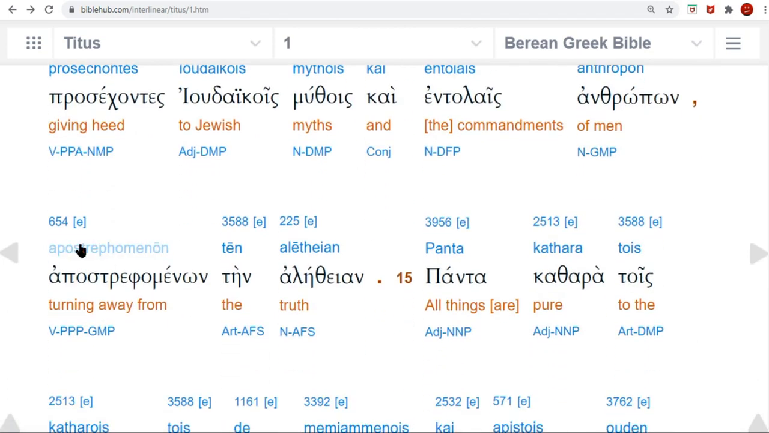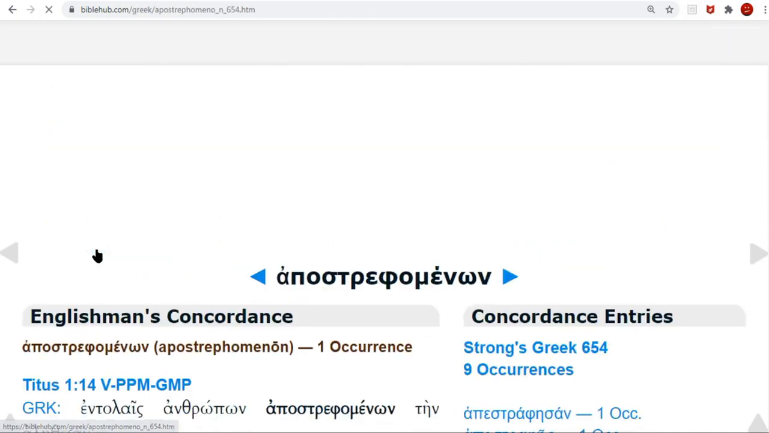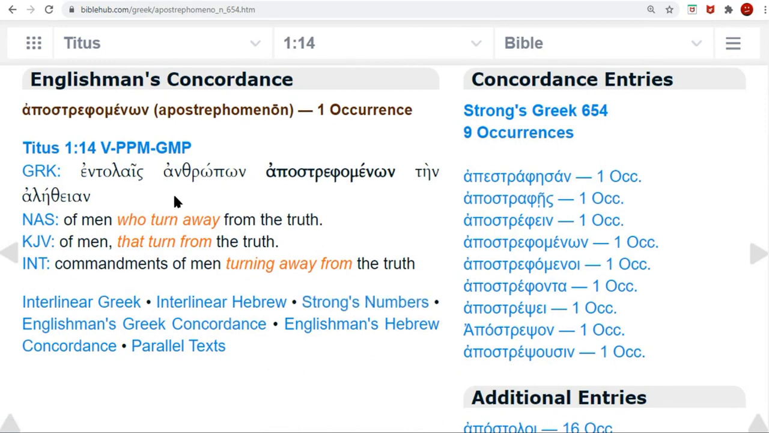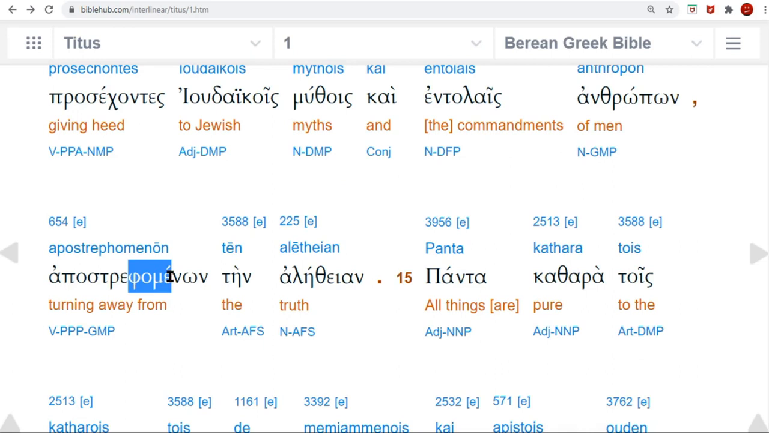apostrephomenon. And so, you know, in that last movie I was telling you that 33.3% of the words in the Greek are only used this one time. You won't find them anywhere else in the Bible or in any other ancient writings, just because it's poets putting these words together. But this apostrephō is the base word for this, turning away. And you see it's spelled different every time.